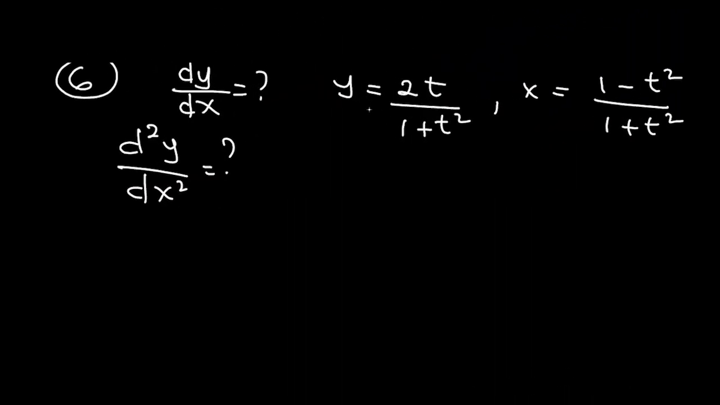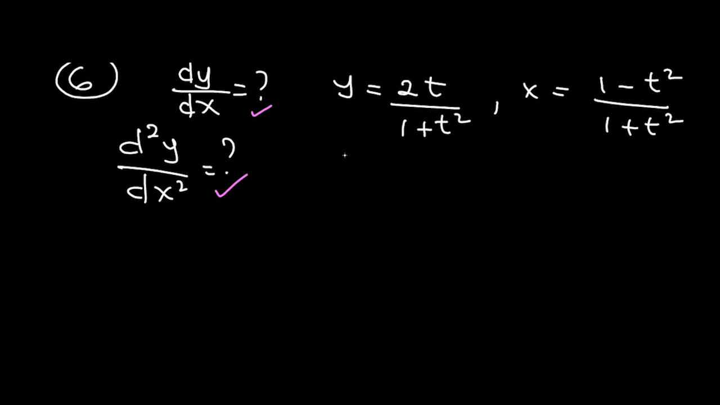Let's see another question. We have to find the first differential and the second differential. We have the parametric functions: y as a function of t, which is 2t over 1 plus t squared, and the x function, which is 1 minus t squared over 1 plus t squared. So let's go straight to the solution.